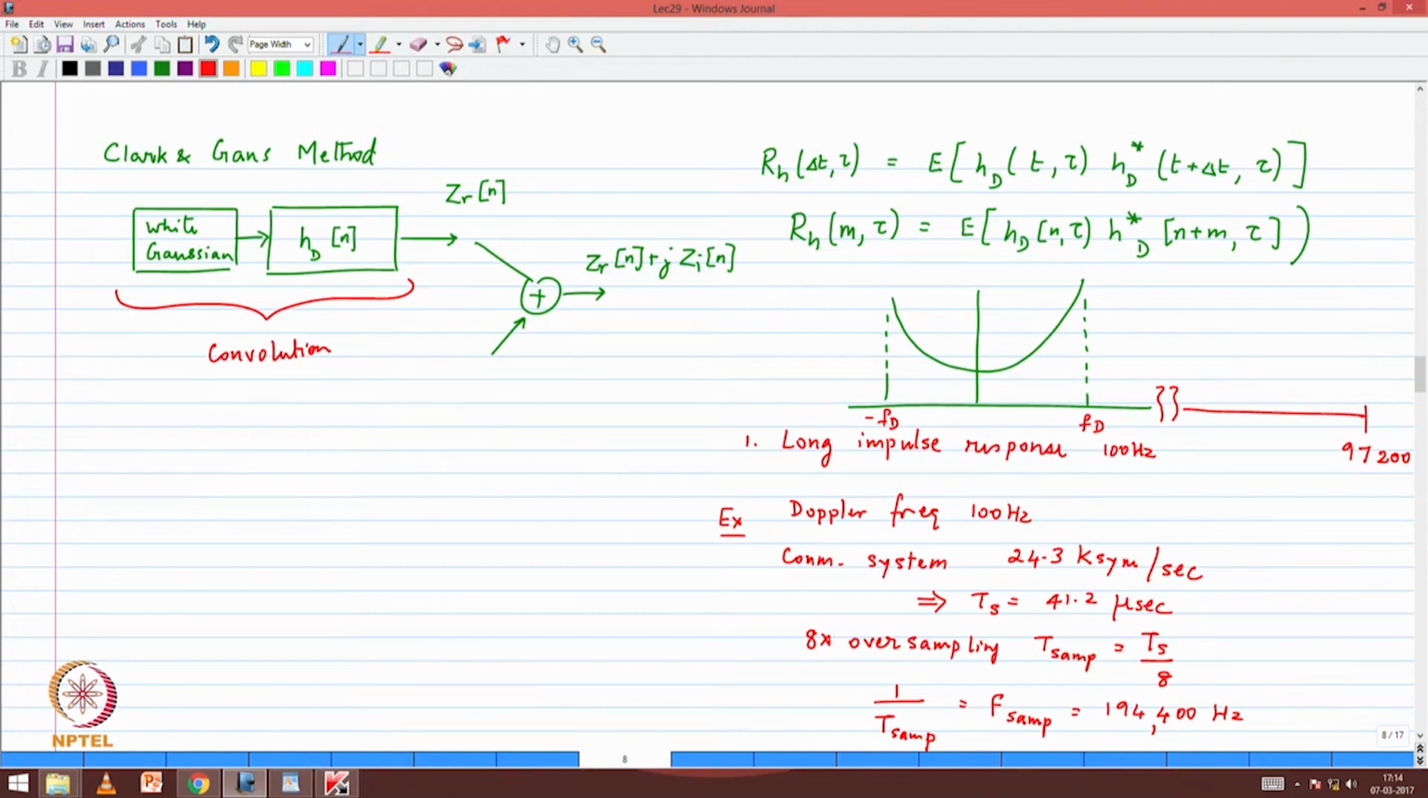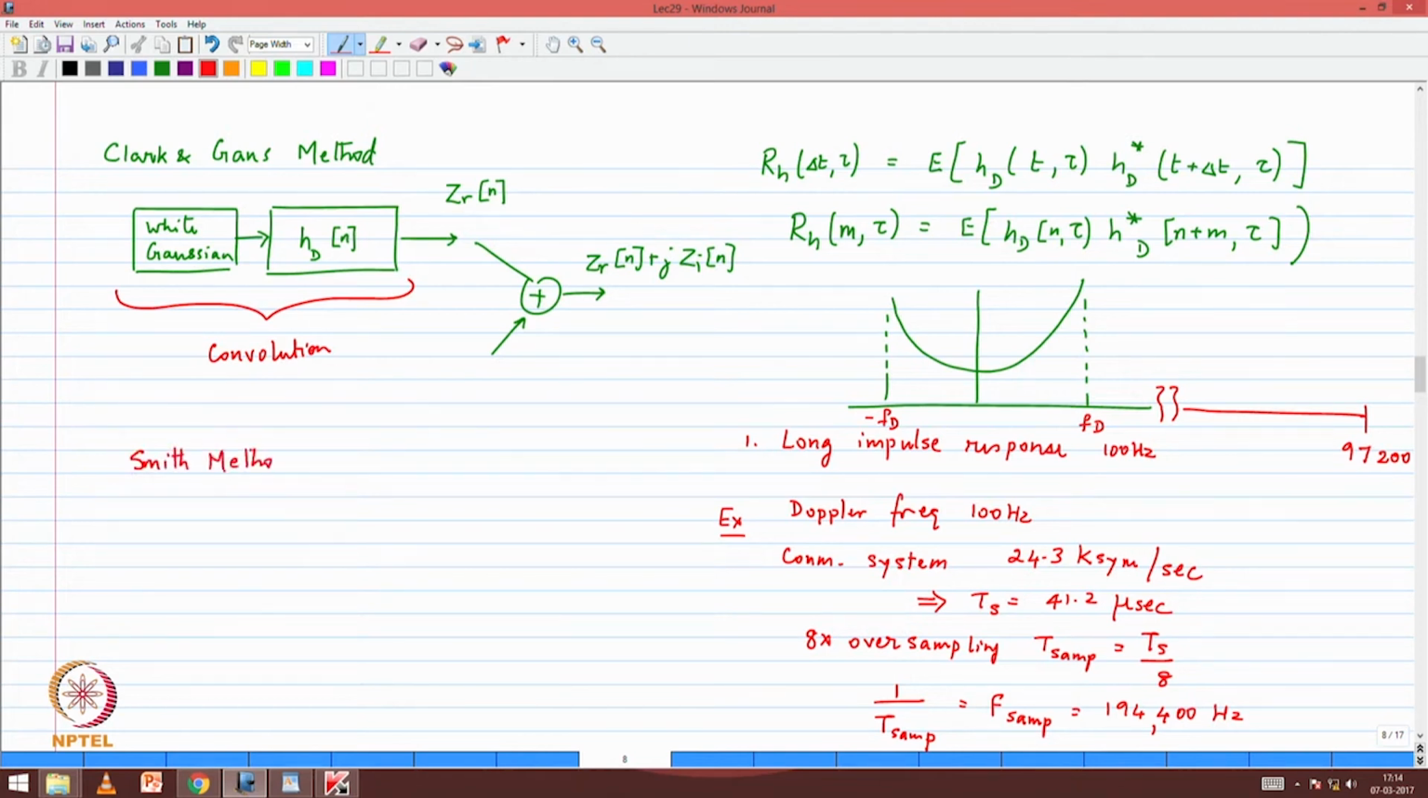And it has got its own set of challenges, as we will see in a moment. But the important point to know is this is how Clark and Gans proposed, and this was how it was implemented and used for quite a good period of time. It was used before another method was proposed that was called the Smith method.